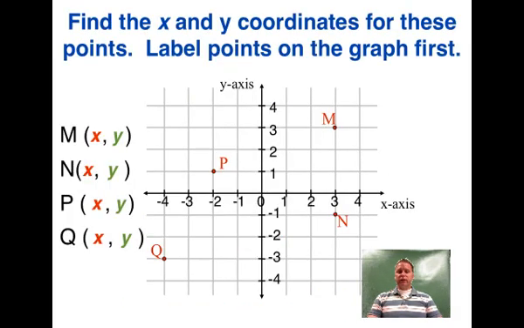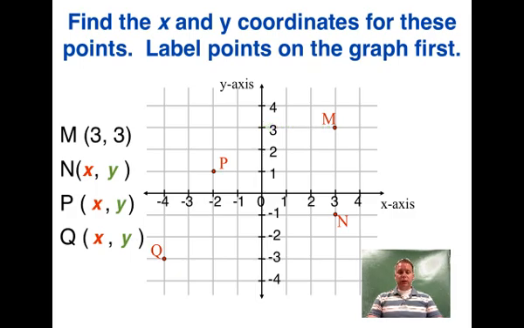Alright, so let's work on graphing here. Find the x and y coordinates for these points. Label the points on the graph first. So if we're going to label point M, first thing we want to do is go along the x-axis. And how far are we going? Well, we're at 3. So our x value would be 3. Then we look to the left to see where it matches up on the y-axis, and it matches at 3 again. So this one's pretty easy. It would be 3, 3.